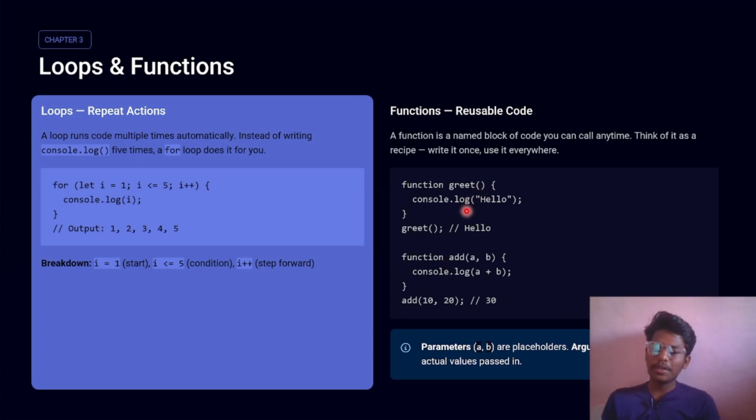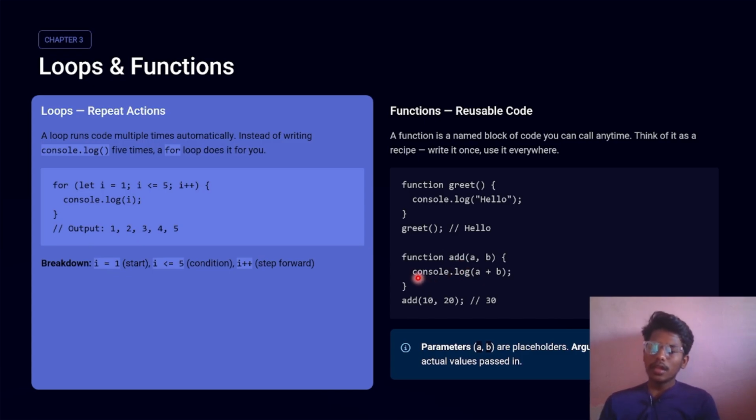Next, functions with parameters. Here there are no parameters. Here we are using the parameters now: function add a comma b. Here the a parameter is there and the b parameter also is there. Let's understand one thing: there is no data stored in a and b. There is no value to the a and b. It's just letters now.